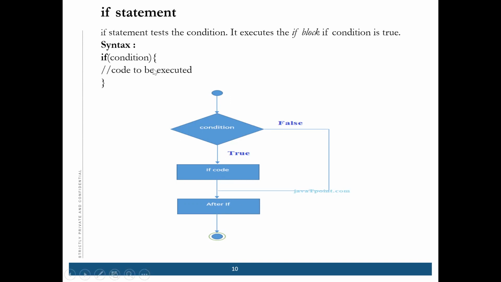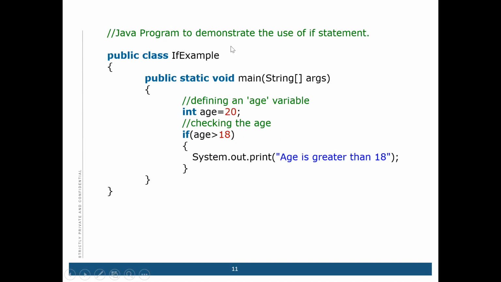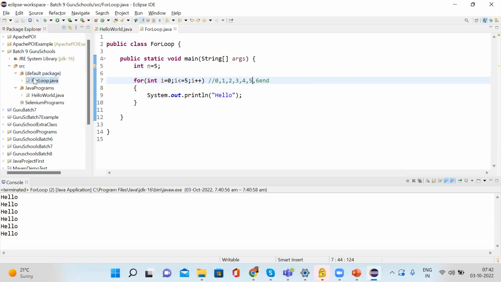Okay. So easy. There is one program which demonstrates the if statement. Simple: if age is equal to 20, you have given age equal to 20. If age is greater than 18, then only it will enter into that block and print that statement. So we'll just check this.